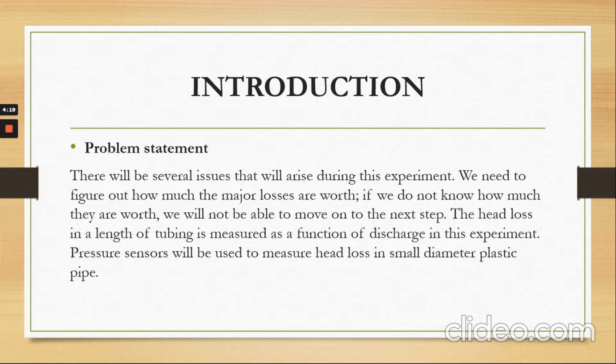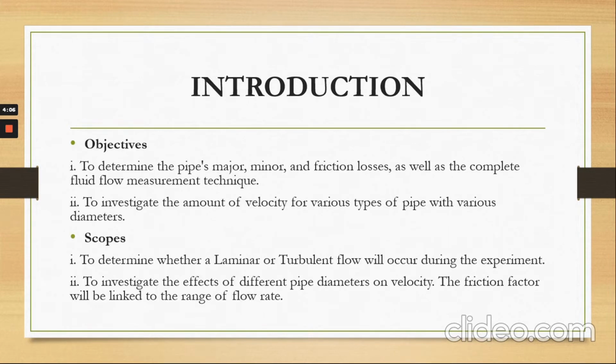The head loss in a length of tubing is measured as a function of discharge. In this experiment, a pressure sensor will be used to measure head loss in small diameter plastic pipe. So the objective of this experiment is to determine the pipe major, minor and friction losses, as well as the complete fluid flow measurement technique.